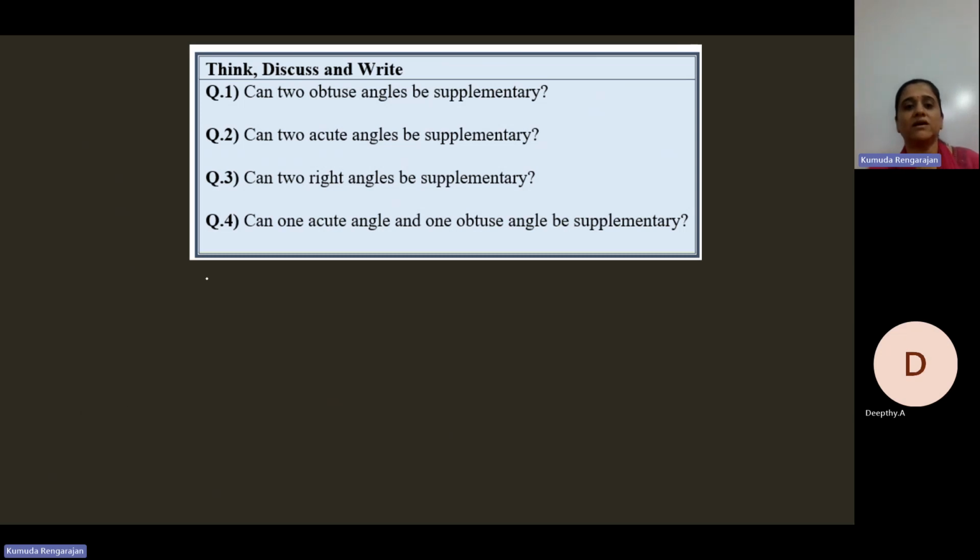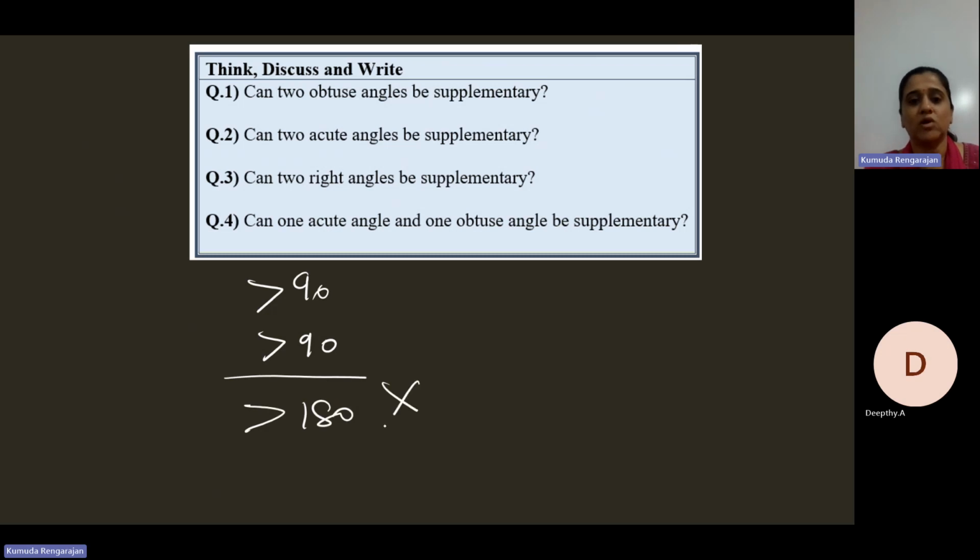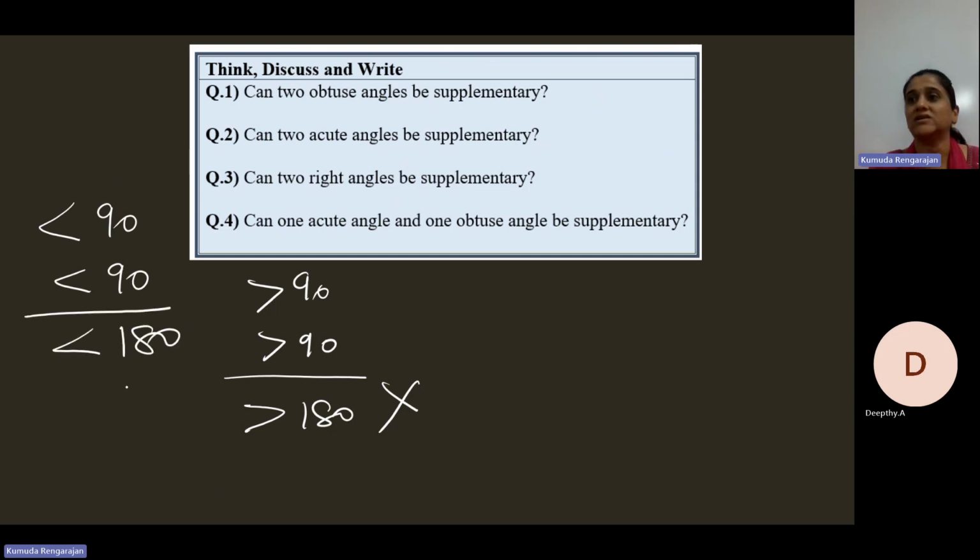So we'll just see it again. When you take two obtuse angles, that is two angles greater than 90 degrees, both of them more than 90, the sum will be more than 180. So not possible. Two acute angles. Acute means both are less than 90, so the sum will be less than 180. Less than 180, they are not supplementary.